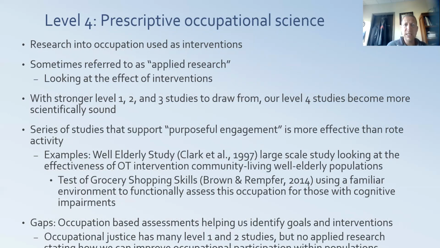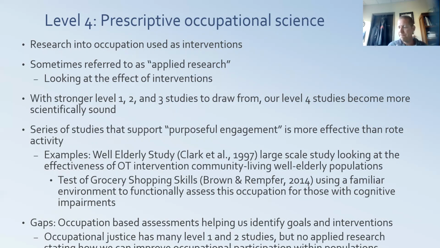Level 4 is prescriptive occupational science. And so this is research put into occupations used as interventions. Okay, so we can prescribe an occupation, we can prescribe a program to somebody, and we would know that they're going to get better based on the prescription, right? Sometimes we refer to it as applied research, so we're looking at the effect of an intervention.